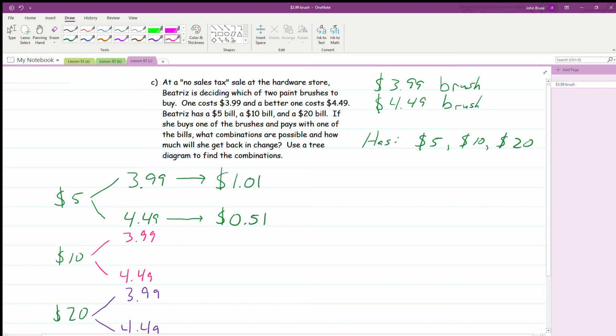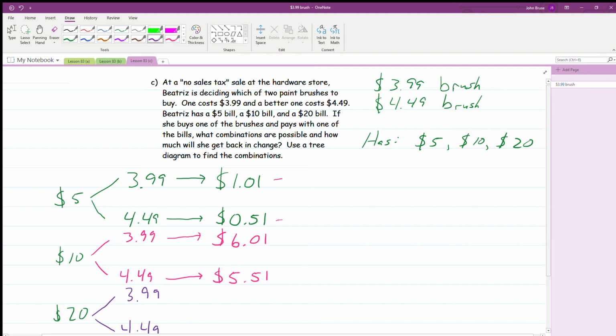With the $10 bill, switch to pink. With the $10 bill, we already know that with the $5 bill, her change was $1.01. It's right here. We can add that to $5 because $10 is $5 more, so her change would be $6.01. And for the $4.49 brush, it would be $5 more than 51 cents right here. So it would be $5.51.